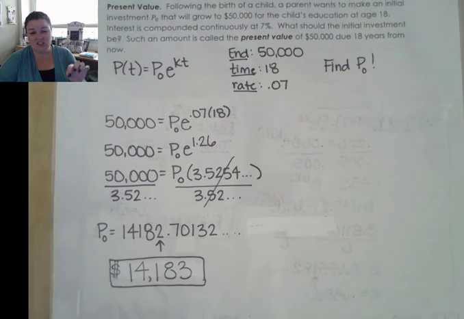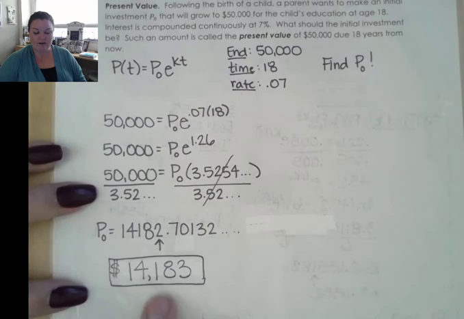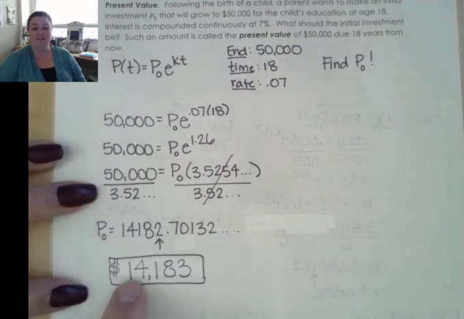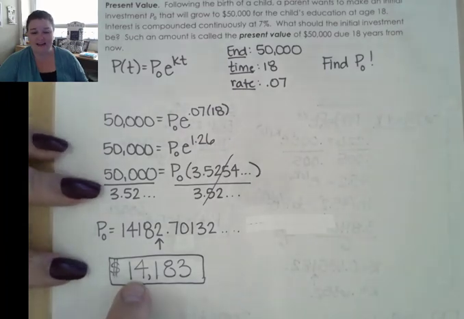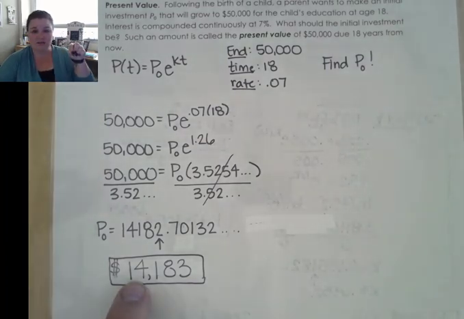Make sure you pay attention to your instructions in My Math Lab, because it may say round to the nearest cent, round to the nearest thousand, round to the nearest $100, whatever. Okay. So I rounded to the nearest dollar, which means that the day that this kid is born, they need to put $14,183 into this account so that by the time the kid is 18, it will have grown to $50,000.